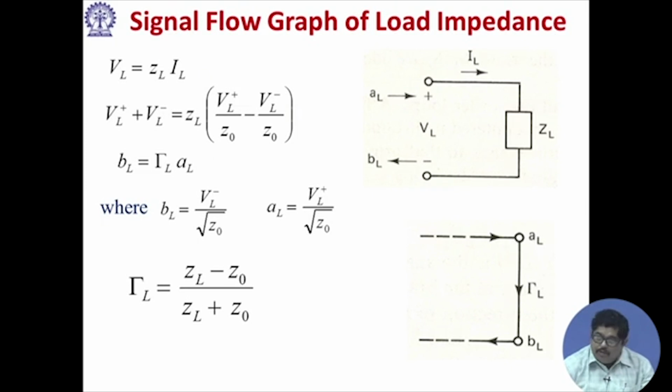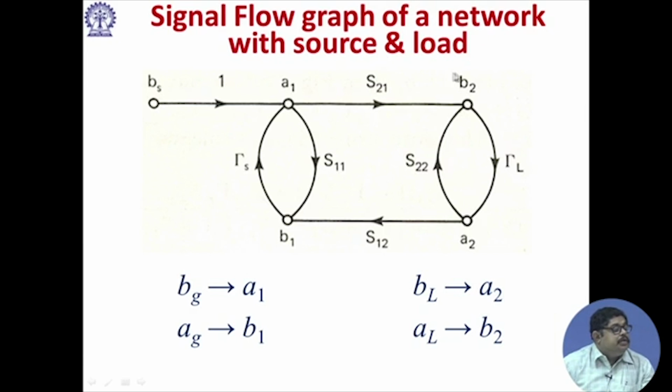Similarly, the signal flow graph of load impedance: in the load, there is one incident and one reflected wave. So, their relationship is the load reflection coefficient. Now, you have a loaded two port network, which you can call a generated two port network or source two port network. Here there will be a source, between the network and the source there is a reflection coefficient gamma s, and there is a load reflection coefficient gamma L. So, this is the complete network.